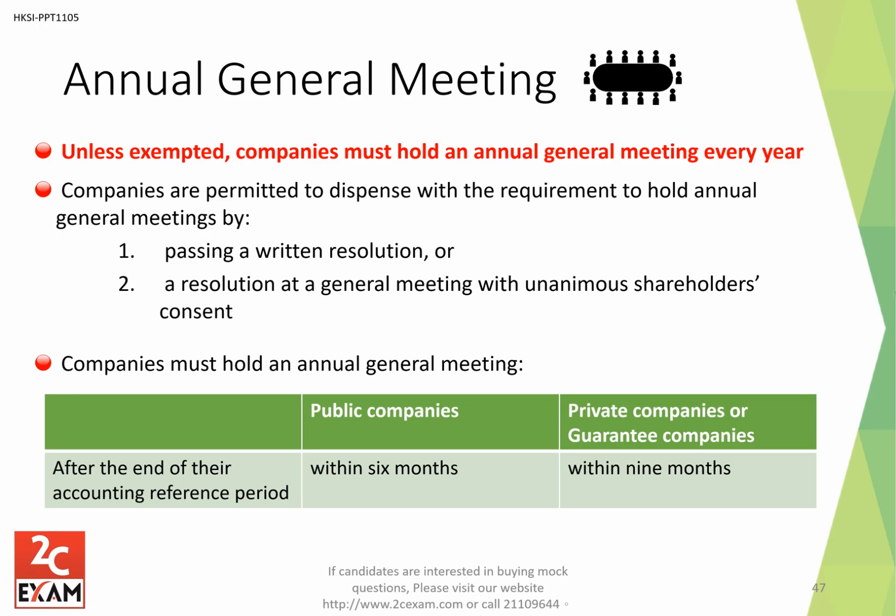How do we know when to hold an AGM each year? The first AGM should be held within 18 months of the company's formation, and subsequent AGMs should be held no more than 15 months apart. In theory, a company should convene its AGM according to its accounting reference period, which refers to the reference date of the company's annual financial statements. If it is a public company, an AGM should be held within 6 months after the end of their accounting reference period. If it is a private company or a guarantee company, an AGM should be held within 9 months after the end of their accounting reference period.